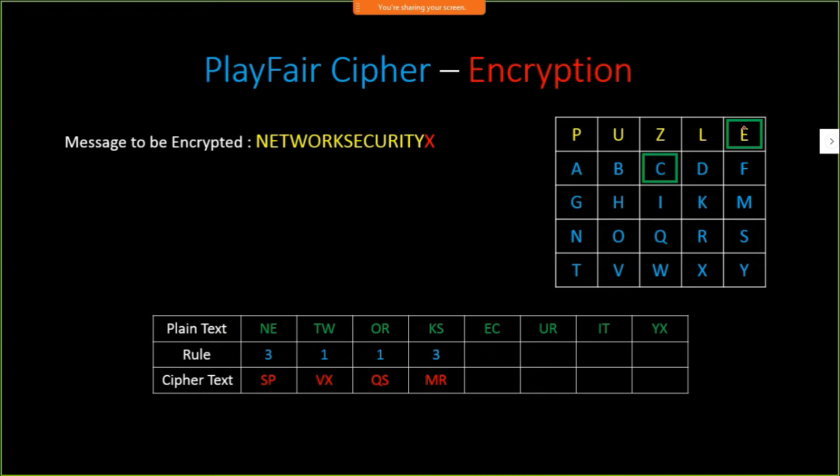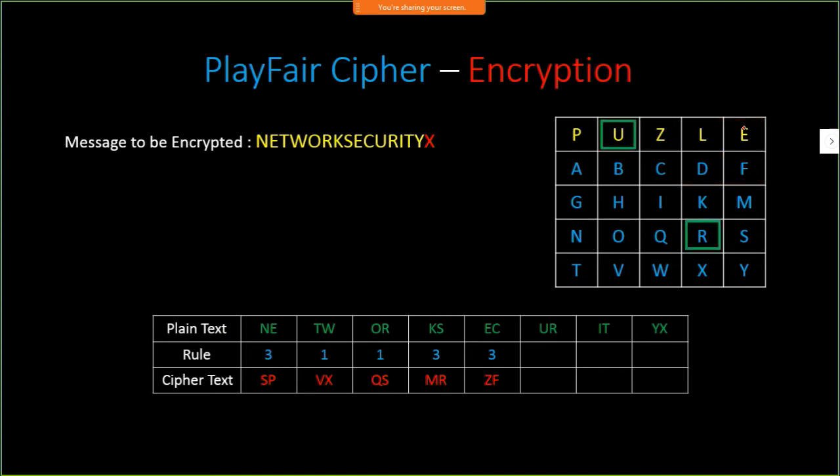After that, EC. So create an imaginary rectangle, and E is replaced by Z, C is replaced by F. So the value is ZF.